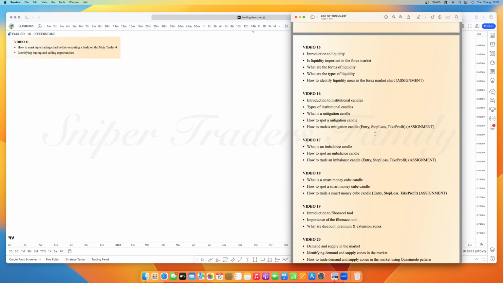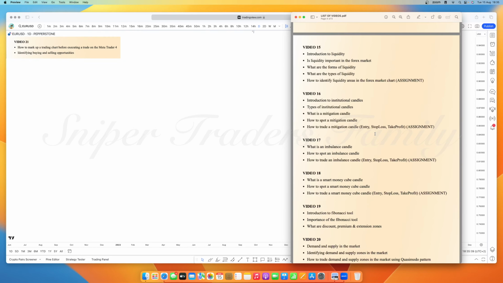Is liquidity important in the Forex market? What are the forms of liquidity? I told you what the forms are, right? I've explained to you. We have two forms of liquidity, which are the static and dynamic. We have two types of liquidity, which is internal and external. And then I gave you a homework exercise.